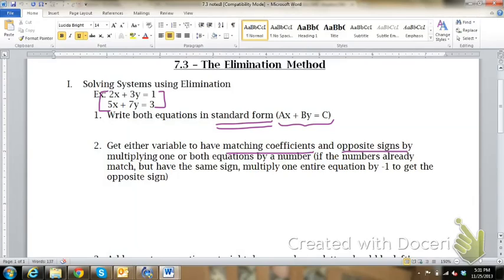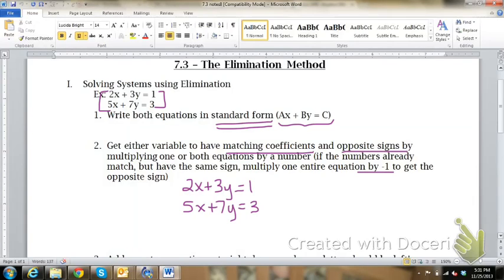Now, in the easier problems, the numbers will already match. So if the numbers already match, but they have the same sign, just multiply an entire equation by -1 so that you get opposite signs. But I gave you an example here where nothing matches. Right? The x's, one is a 2, one is a 5, and the y's, one is a 3, one is a 7. So everybody's got different coefficients. So you just pick which one you want to make match. I'll choose to make my x's match, just because they come first. There's no real reason for it.